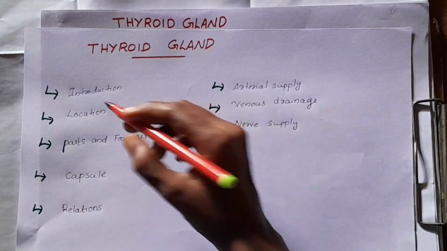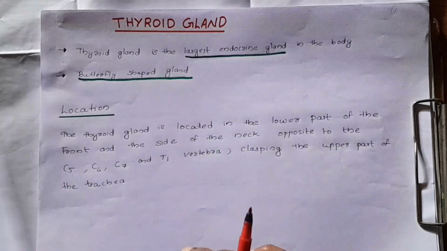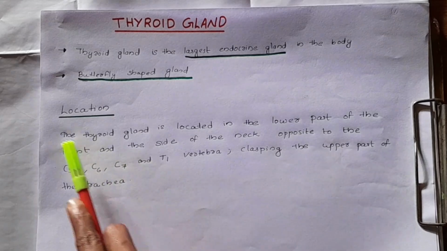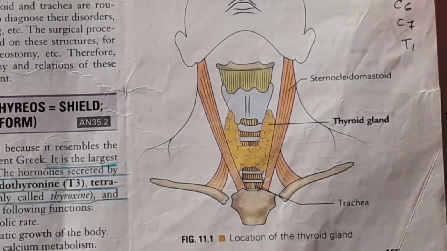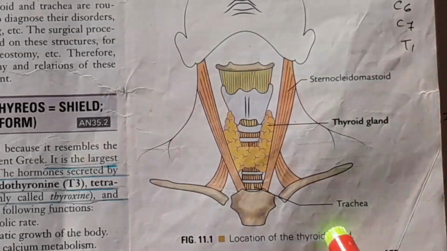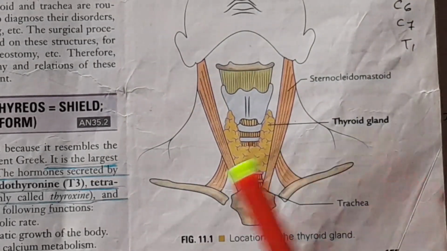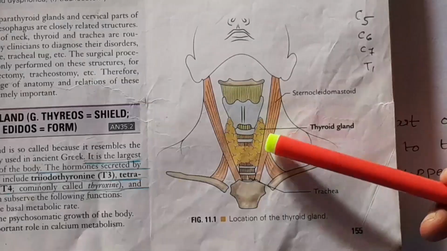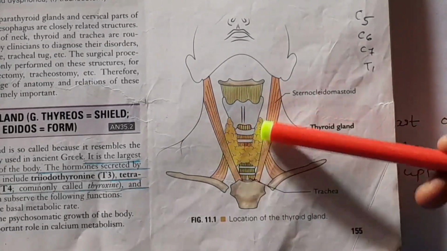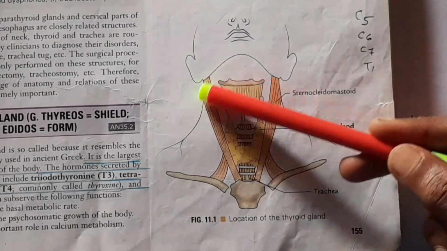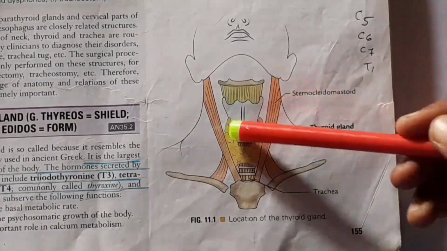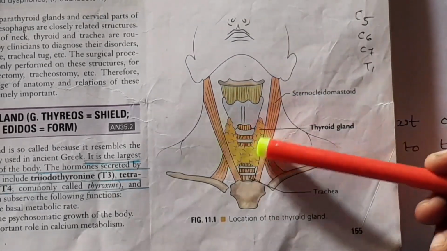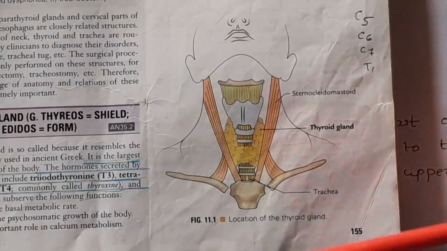Next one is the location. We can understand the location of the thyroid gland with the help of this diagram. This yellow colored structure is the thyroid gland. This is the neck, and the thyroid gland is located in the lower part of the neck, in the front portion of the neck and the side portion of the neck.